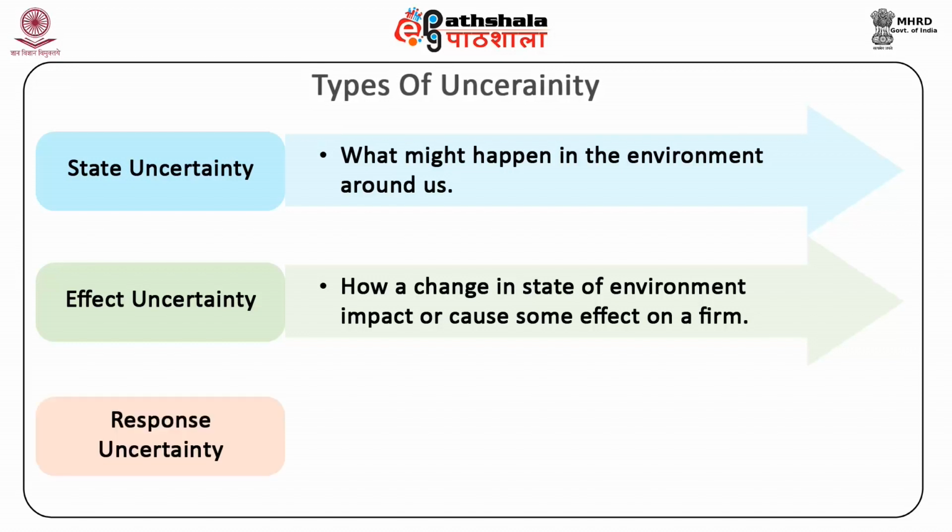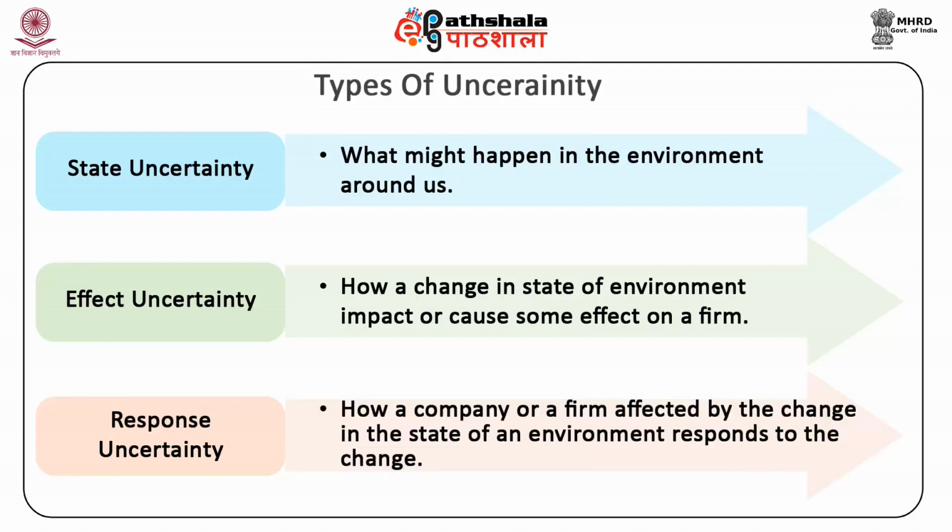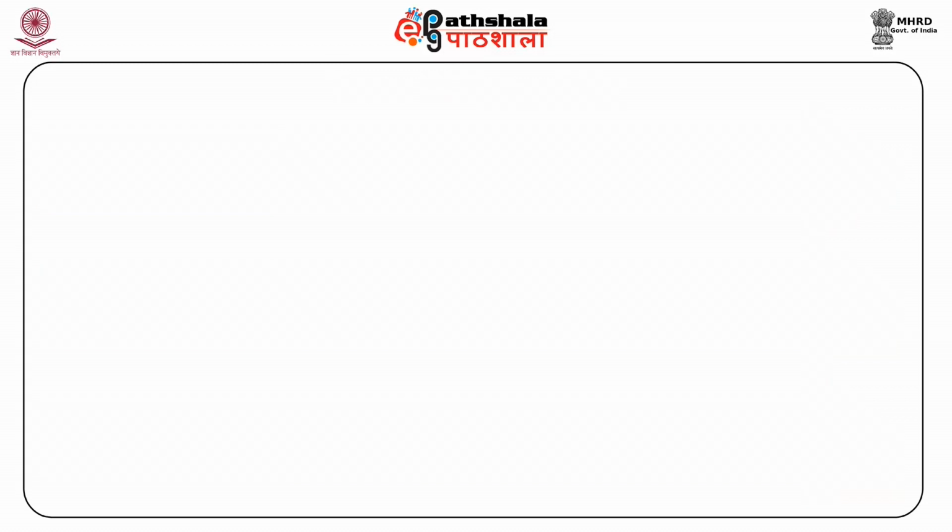The third uncertainty is regarding how a company or a firm affected by the change in the state of the environment responds to the change. Like, the pharmaceutical company may decide to quickly increase production or let the competitors have an advantage. All these different kinds of uncertainties lead to various types of risk. Next, we will discuss risk.